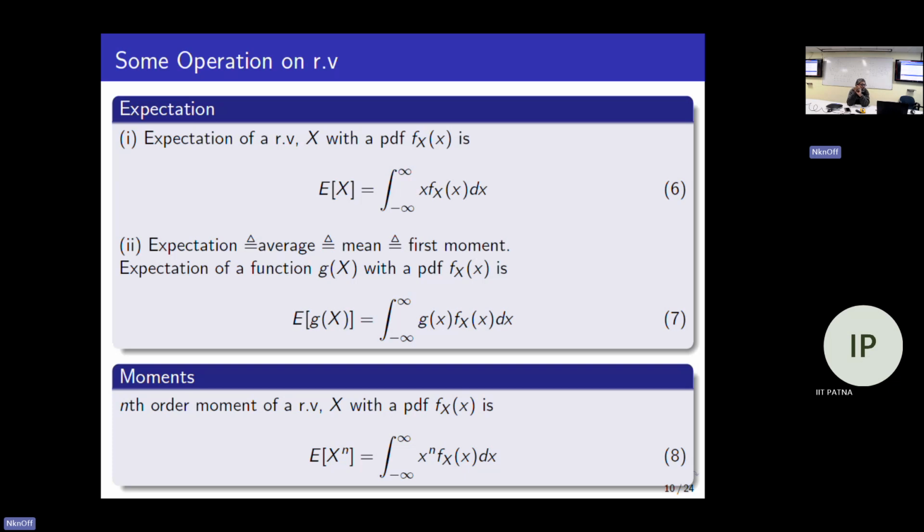And what about moments? The nth order moment is E of X to the power n, which is the integral from minus infinity to plus infinity of x to the power n fX(x) dx. Very simple. But note that this is the moment, not the central moment. For the central moment, we subtract the mean from it. So this is the nth order moment, not the central moment.